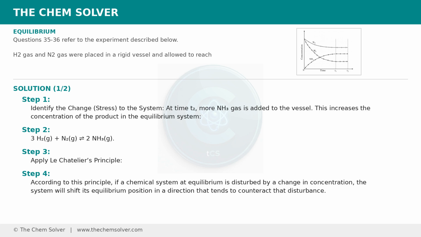Apply Le Chatelier's principle. According to this principle, if a chemical system at equilibrium is disturbed by a change in concentration, the system will shift its equilibrium position in a direction that tends to counteract that disturbance.